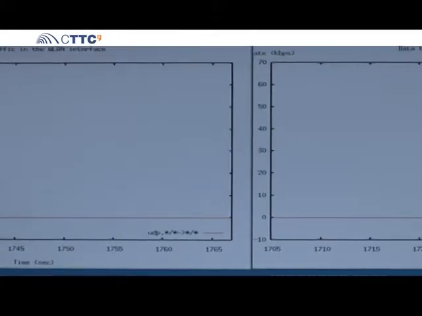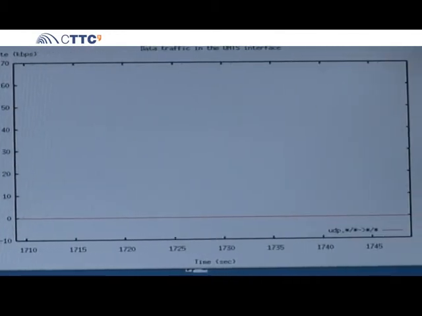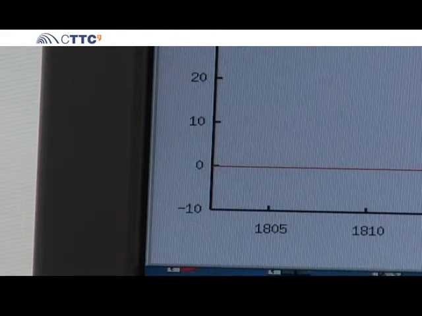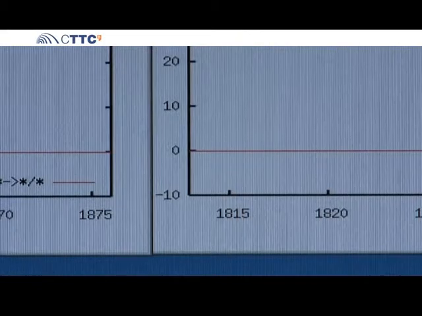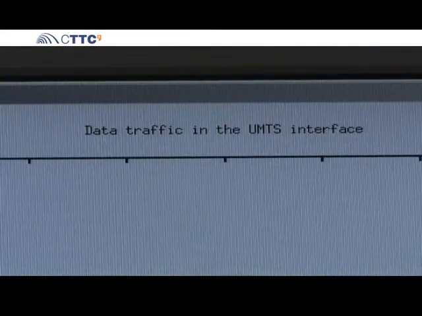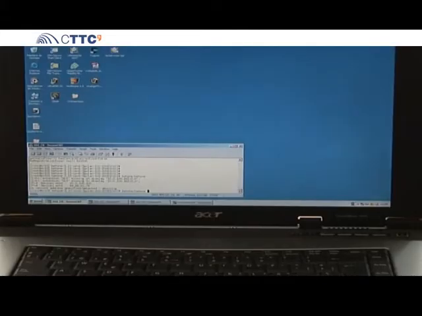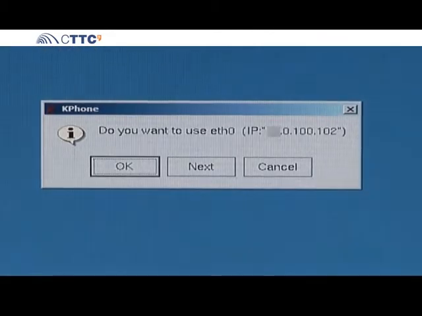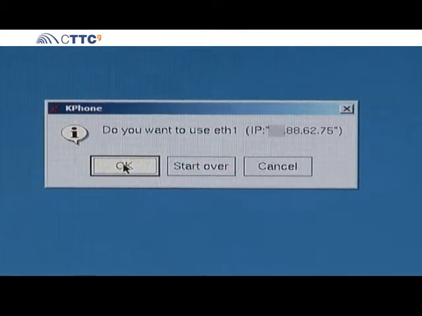What we see in this graph is the evolution of the throughput with time in each of the interfaces of the mobile node. As we can see, right now it is 0 in both interfaces because we have not yet established the voice over IP session with the correspondent node. When we start the K-Phone application, it registers the IP address of one of the interfaces of the mobile node in the SIP server. In our example, it registers that of the wireless LAN interface.